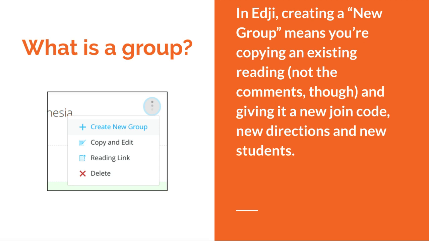So what is a group? In Edji, creating a new group means you're copying an existing reading, not the comments though, and giving it a new join code, new directions, and new students. It's a totally fresh reading, but it keeps all of the content that you've already added.